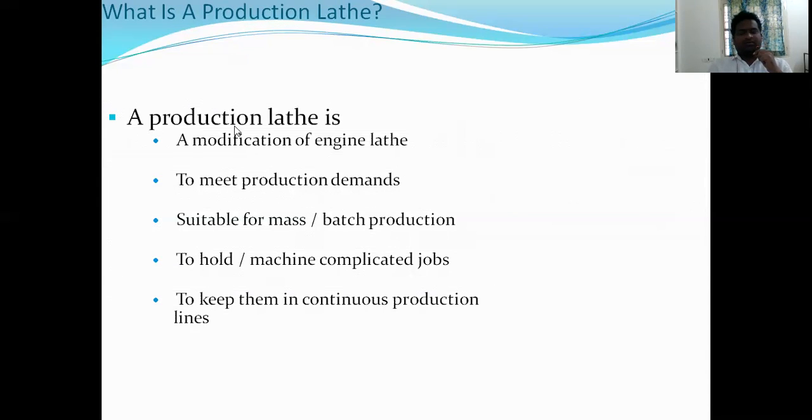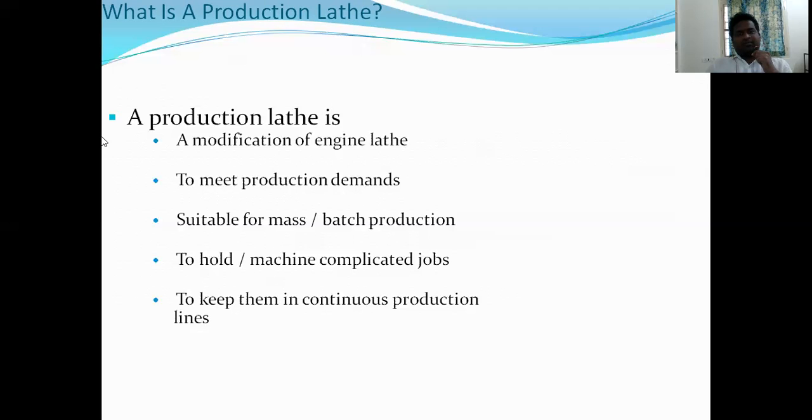Production lathe. Up to now we know about the engine lathe, right? Now we are going to discuss what a production lathe is. Observe here, it is a modification of engine lathe. Some modifications have been done on the engine lathe, and that is called a production lathe. Why did we modify the engine lathe? Because the engine lathe is an old machine process, doing one product at one time.